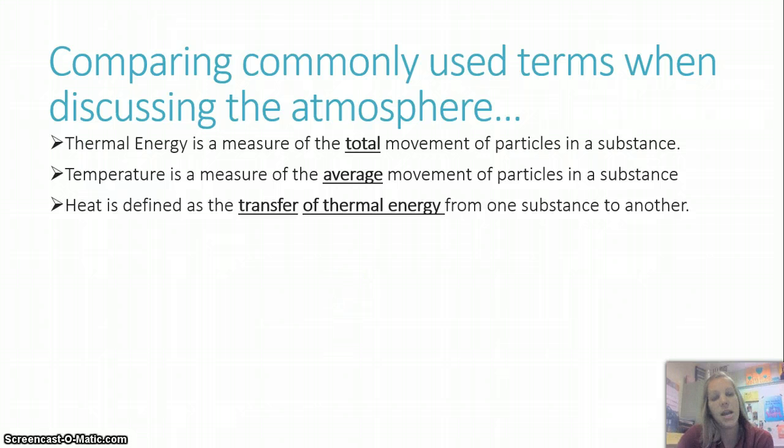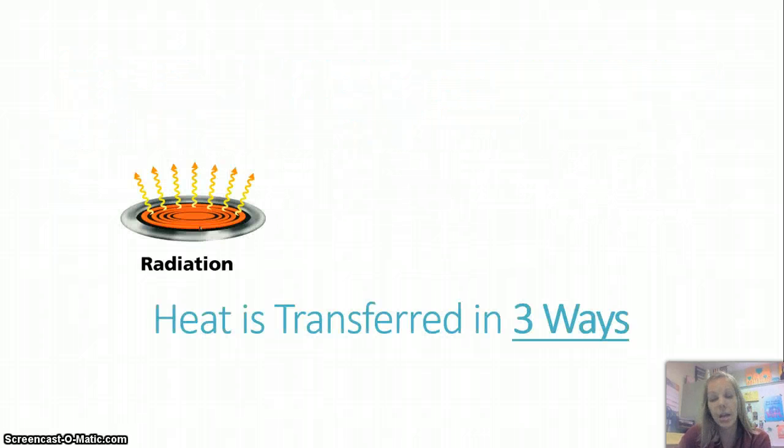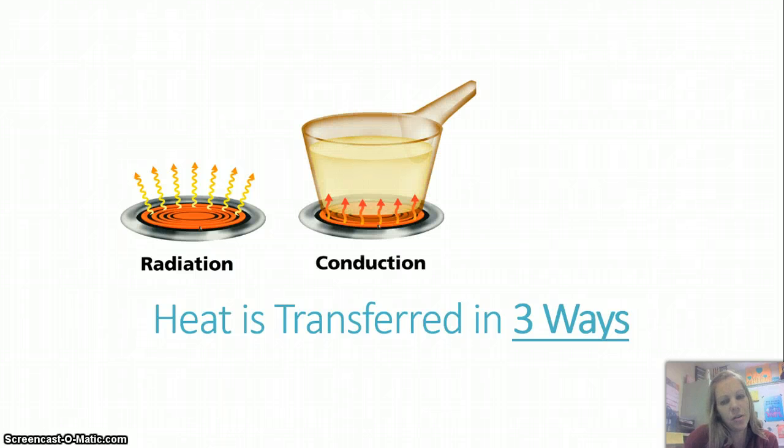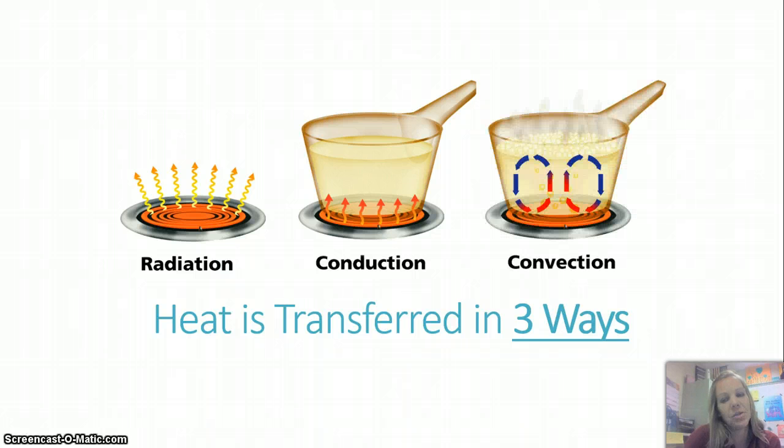Heat is defined as the transfer of thermal energy from one substance to another. So how that thermal energy is passed is considered heat. And there are 3 types of heat transfers. The first one we're going to talk about is radiation. Actually, I think we're going to talk about conduction first, and then radiation, and the last one will be convection.